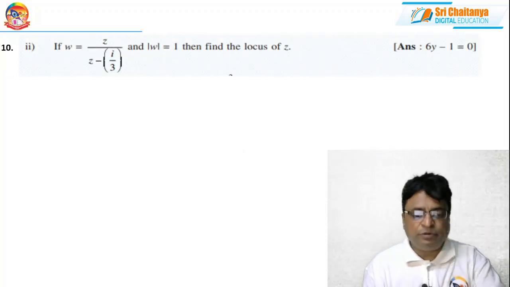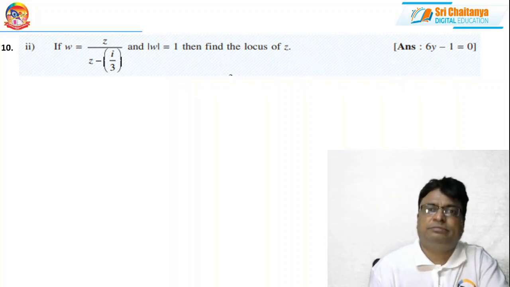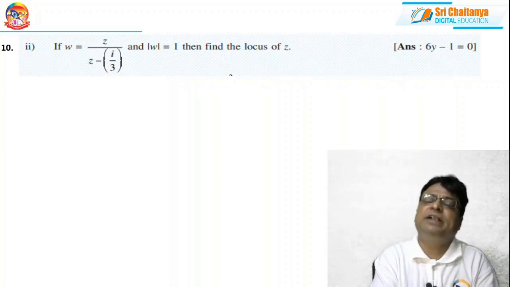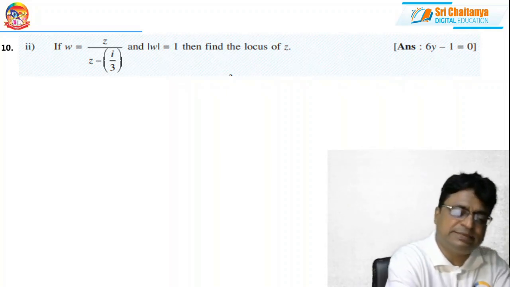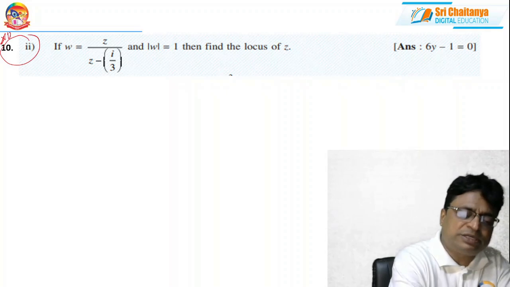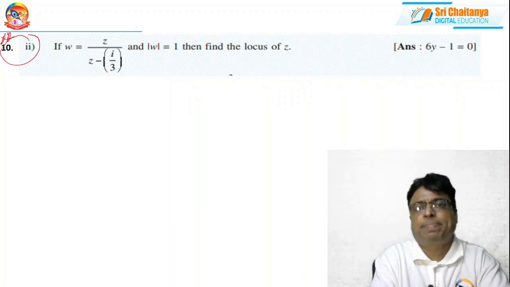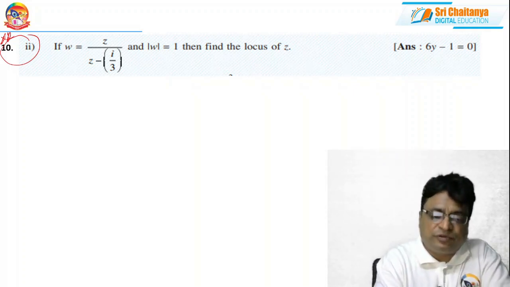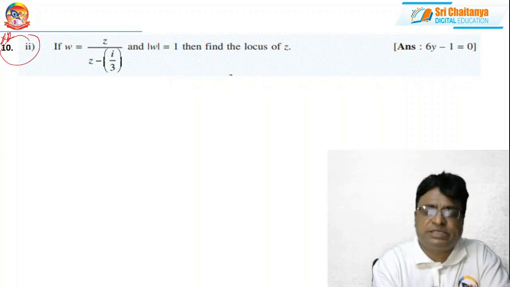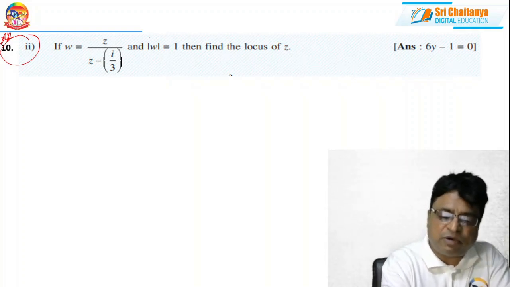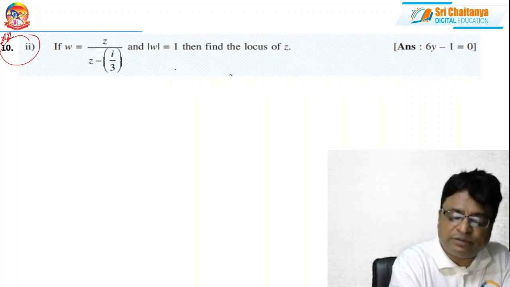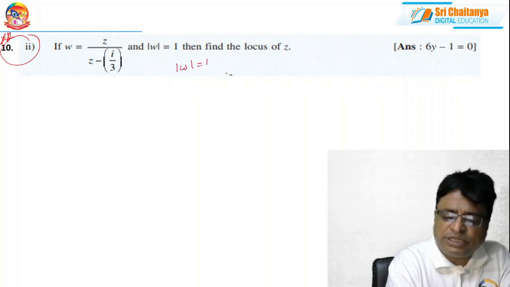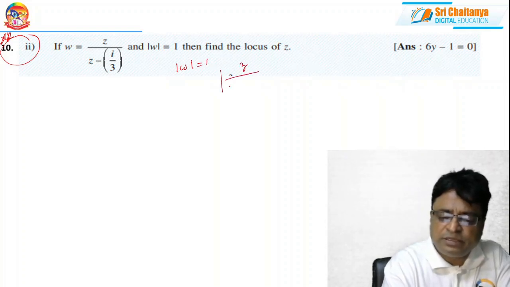Now coming to the next problem. If w is equal to z by (z minus i by 3) and mod w is equal to 1, then find the locus of z. Again, this is important, and this kind of model they have asked in advanced examinations. So this is my w, equal to z by (z minus i by 3). What is given? Mod w is equal to 1, nothing but mod of z by (z minus i by 3) equal to 1.